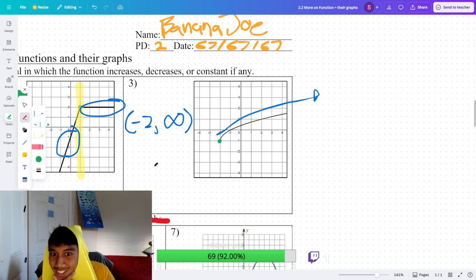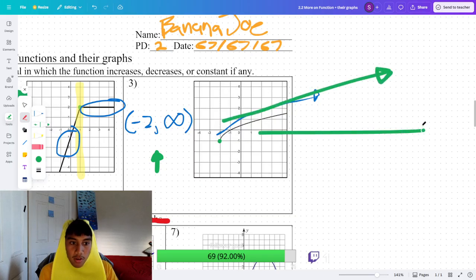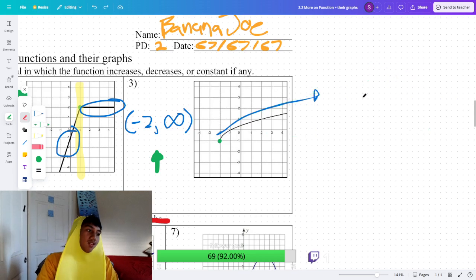And which direction does the function go? Does it increase or stay constant? It actually increases. We can tell because it's going up forever. It's not going straight forever, but up. That's how we can determine if it's constant or not.